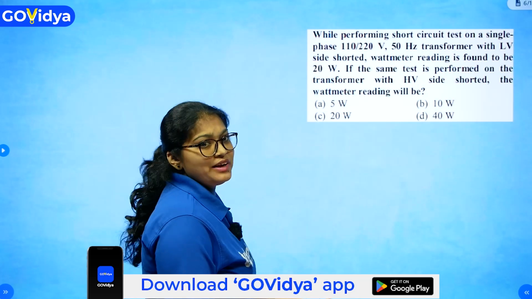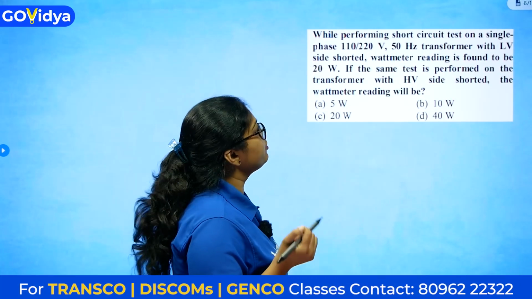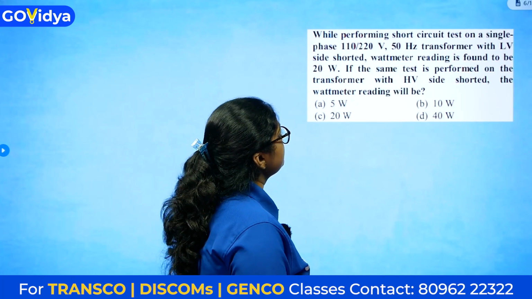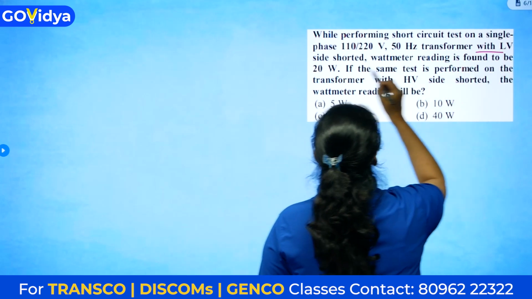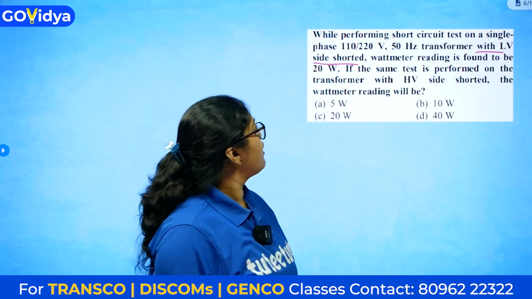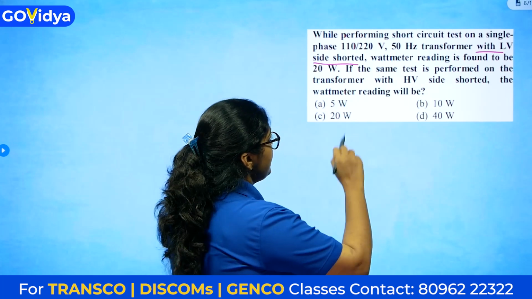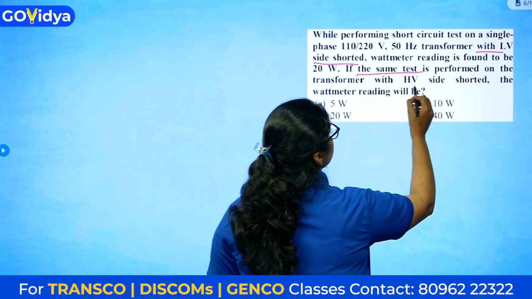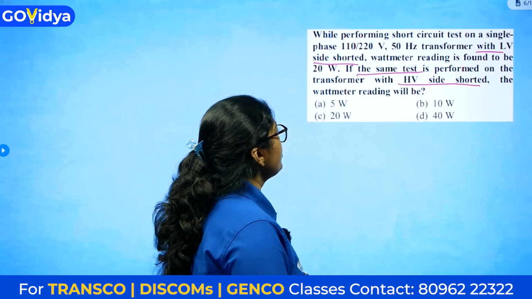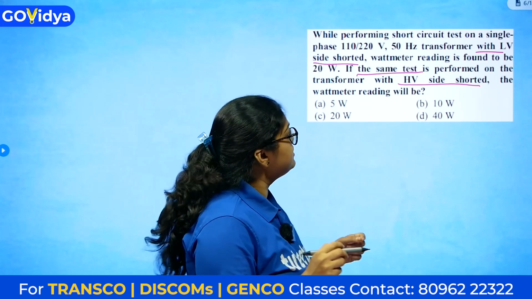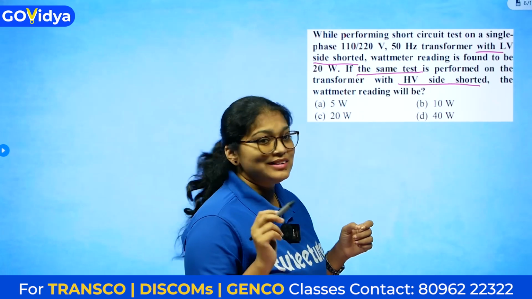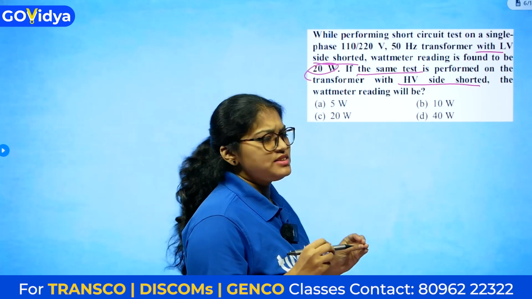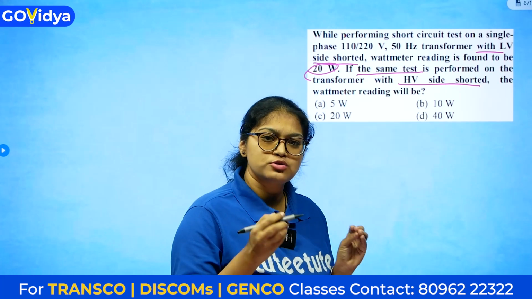While performing a short circuit test on a single phase 110 by 220 volts 50 Hz transformer with LV side shorted, the wattmeter reading is found to be 20 watts. If the same test is performed on the transformer with HV side shorted, the wattmeter reading will be? So at first they have shorted the LV side and the wattmeter reading is 20 watts. And if the same test is performed with the HV side shorted, then what is the wattmeter reading?